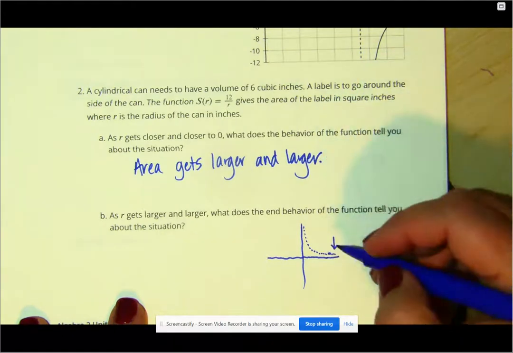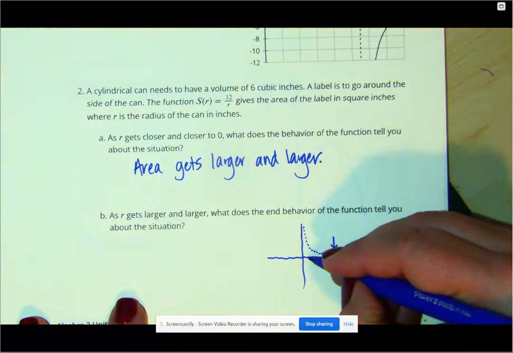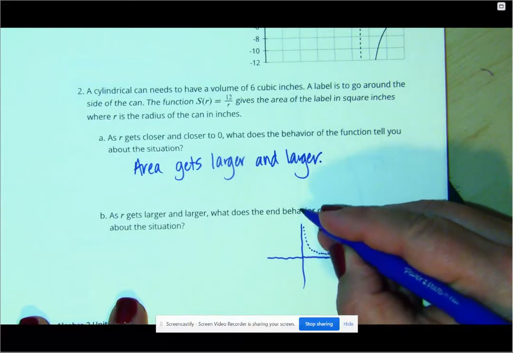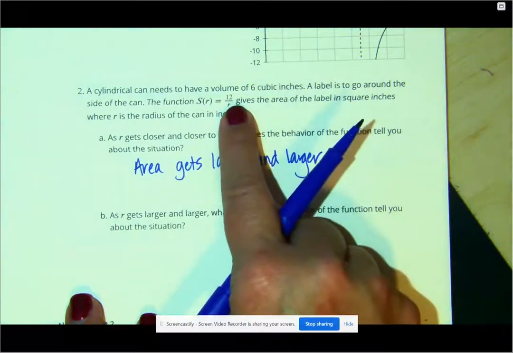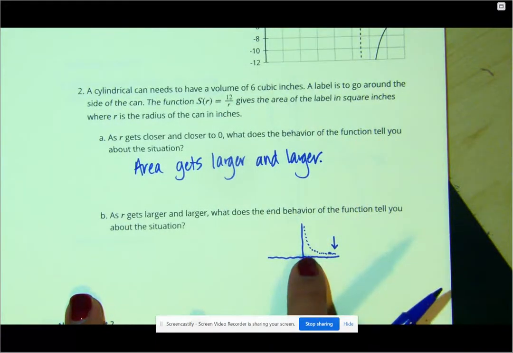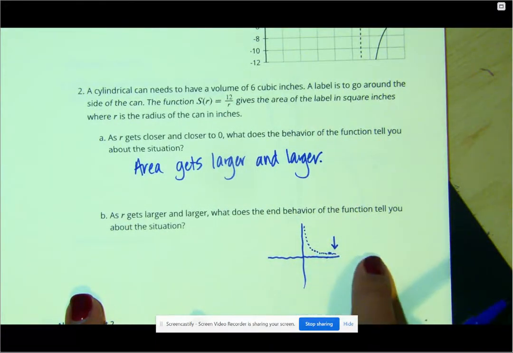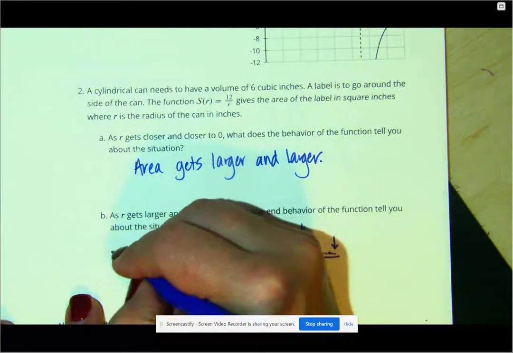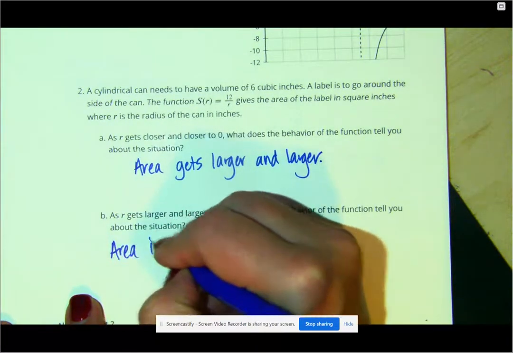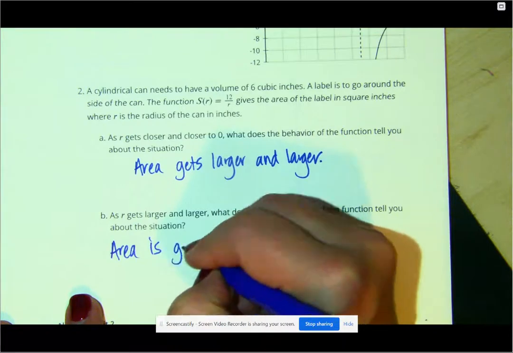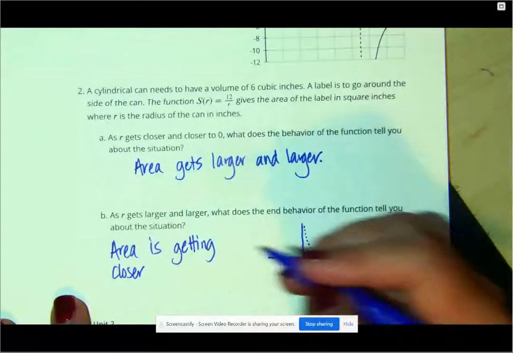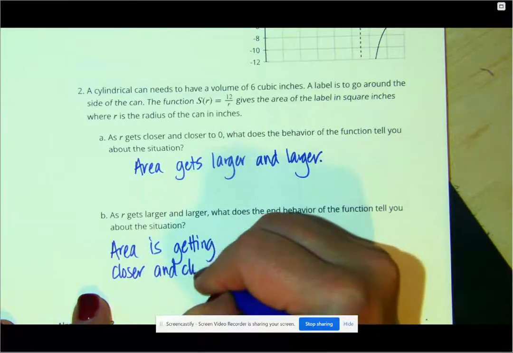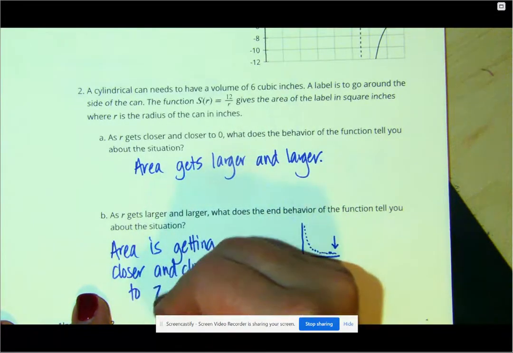As I put smaller and smaller numbers in for R that are close to 0, the answer is getting larger and larger. Okay, so when I put larger numbers in for R, the end behavior tells me the answer is getting closer and closer to 0. The area is getting closer and closer to 0.